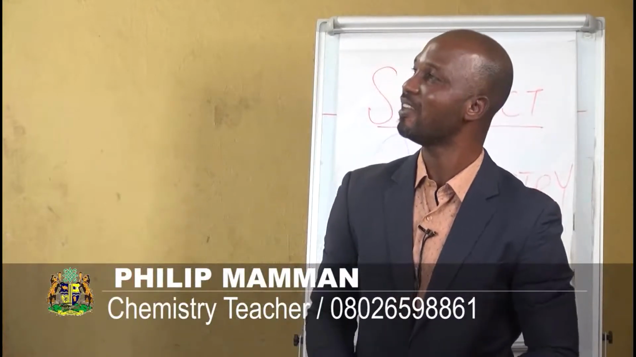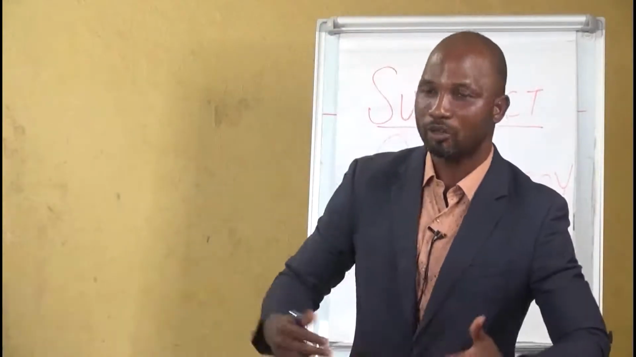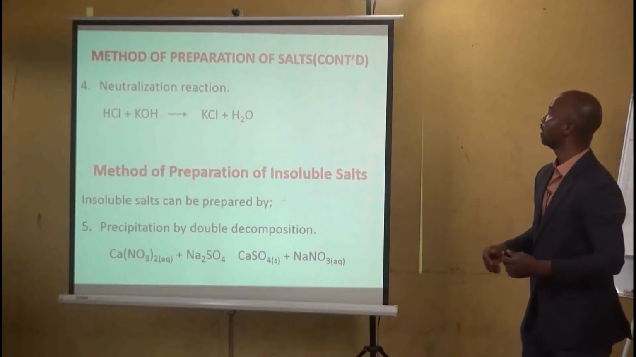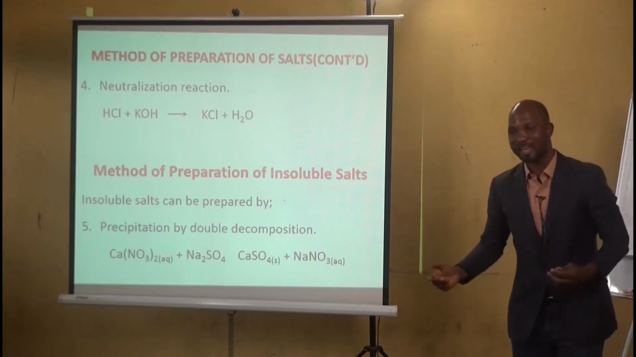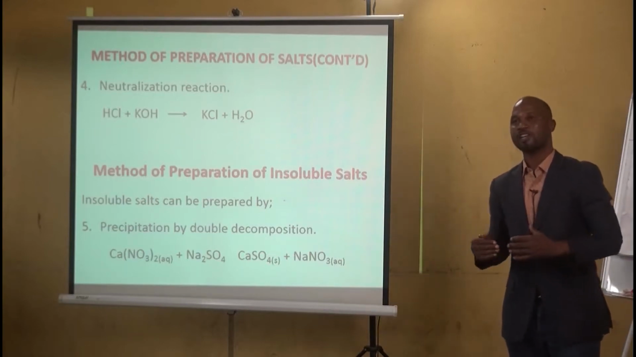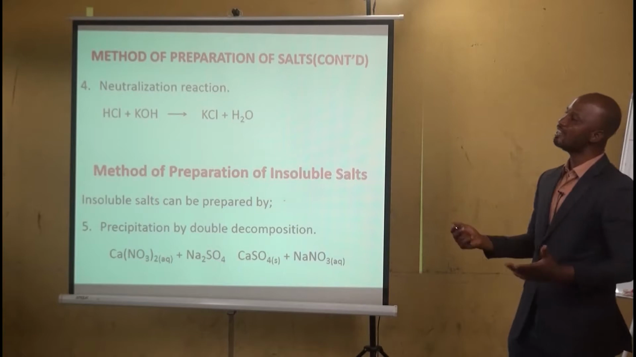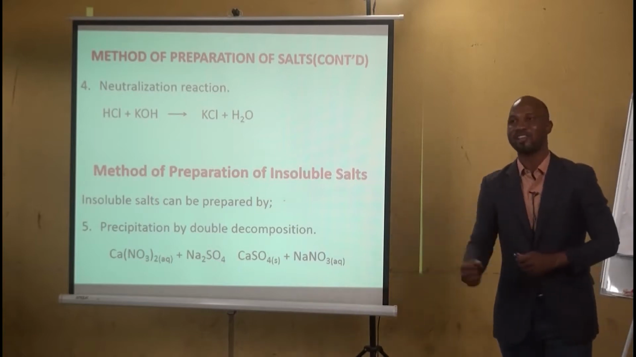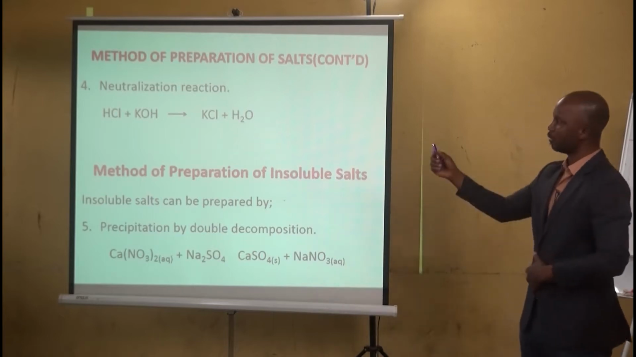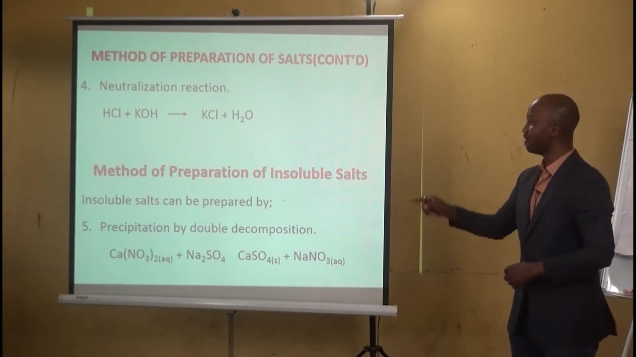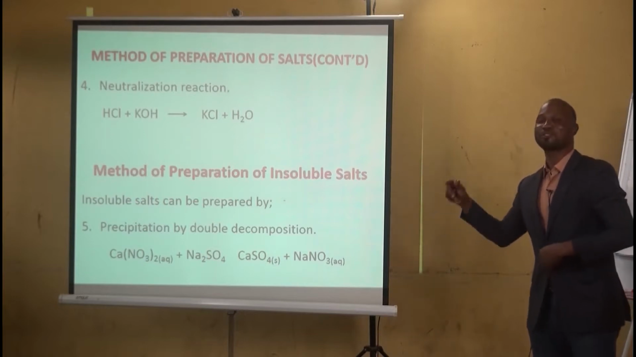Now, my students, we'll be talking about method of preparation of insoluble salts. Those salts that are not soluble, how can you prepare them? Of course, it's a continuation of method of preparation of soluble salts. So we have neutralization reaction. In my last class, I said neutralization reaction is a reaction between an acid and base to give salt and water only. And by that definition, during neutralization reaction, salts are usually produced or prepared, as the case might be. Looking at the equation, you have an acid HCl, you have a base potassium hydroxide, then of course the salt is potassium chloride plus water.